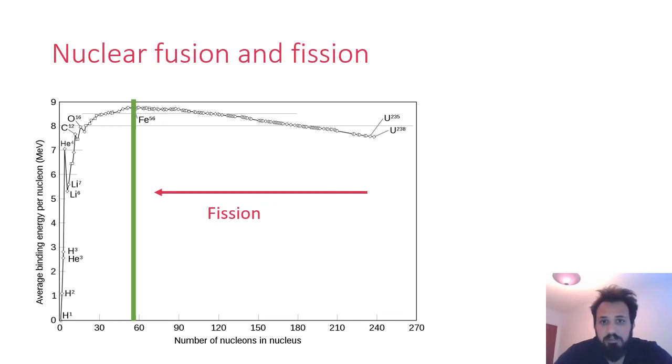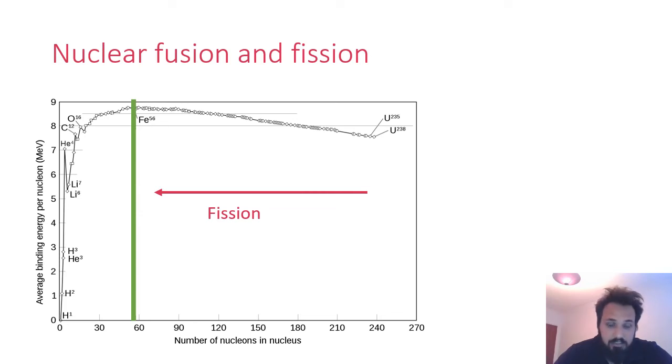Now in practice, for a big nucleus to get smaller to get to iron 56, it needs to split. And we call that splitting nuclear fission. So if we've got something very, very large, it will split up into smaller things. And those smaller things, as long as they're still bigger than iron 56, will decrease in binding energy, so that energy will be able to be released.